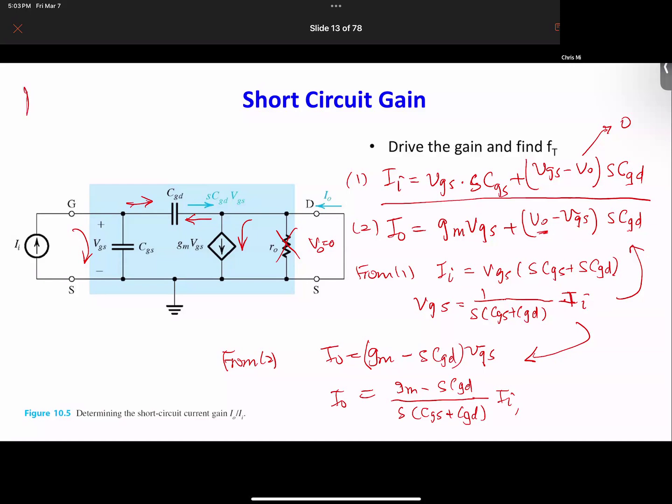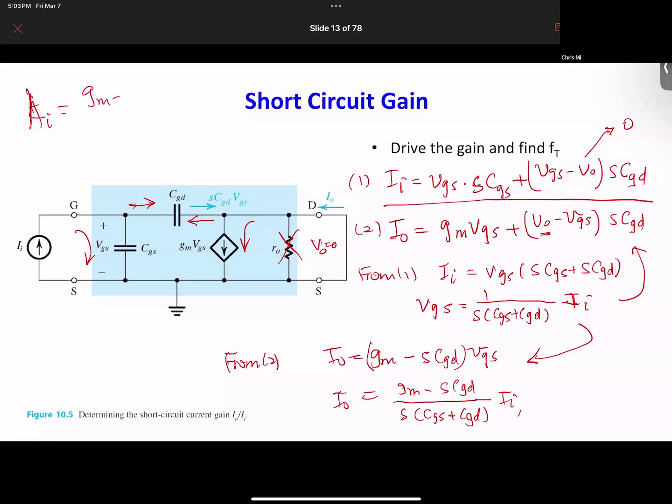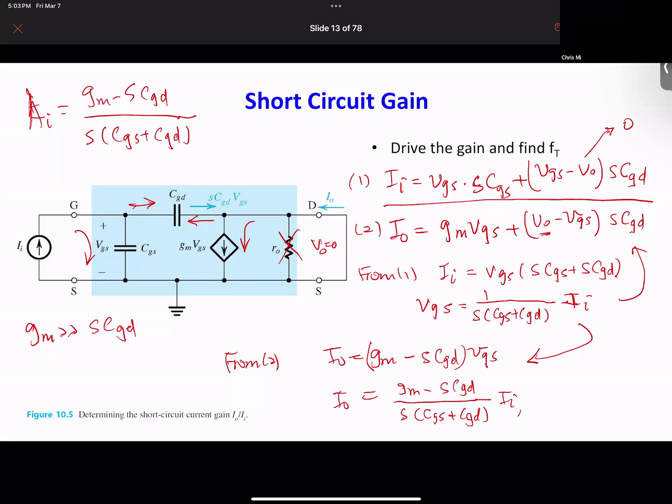Now we can have the gain AI equal to (gm minus sCGD) divided by s times (CGS plus CGD). Usually gm is much larger than sCGD. So this number, gm, is much larger than this one. Therefore, the second term you can basically just neglect, and AI is equal to that simple equation.